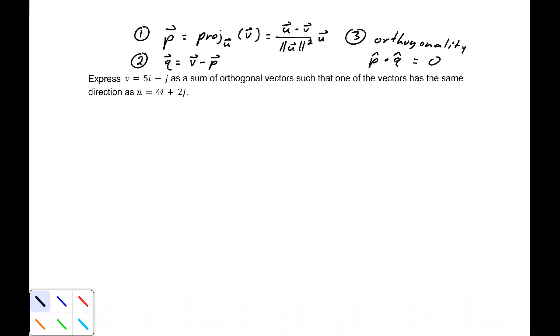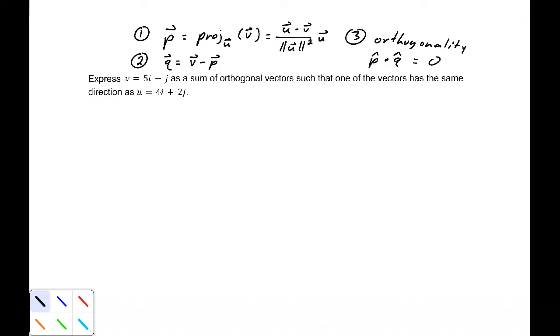First, we need to find the projection of v onto u. That's going to guarantee that we're in the same direction as the vector u. That's just how that projection is defined. I have the definition written here, and I'm going to call this vector p. Vector p equals the projection of v onto u, equal to u dot v divided by the magnitude of u squared. Then that's a scalar value multiplied by the vector u. So that takes care of the same direction.